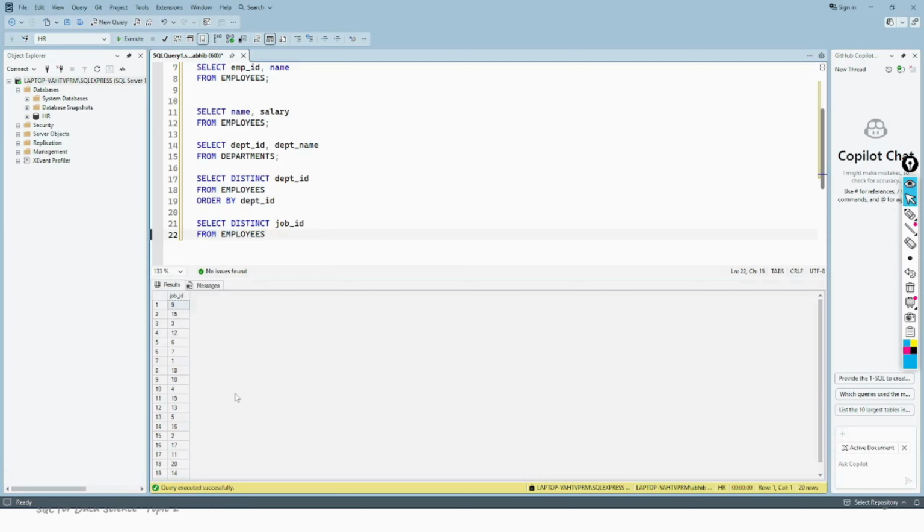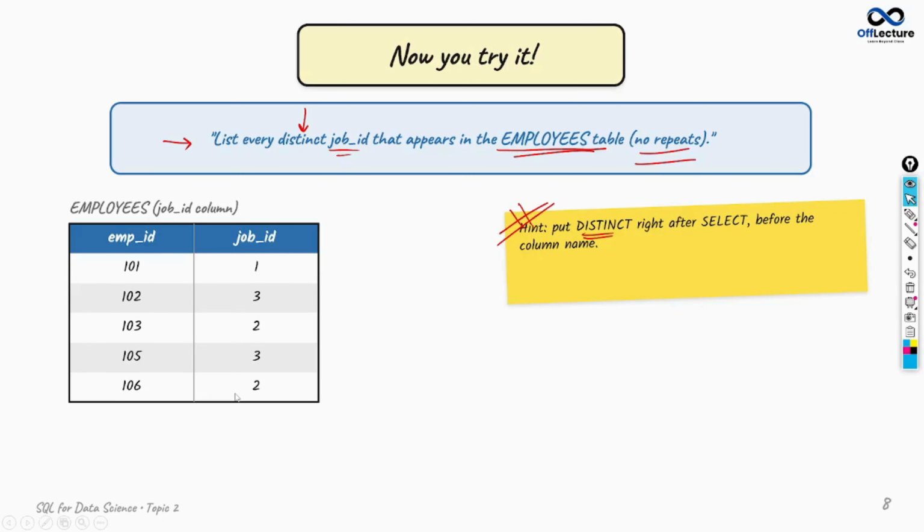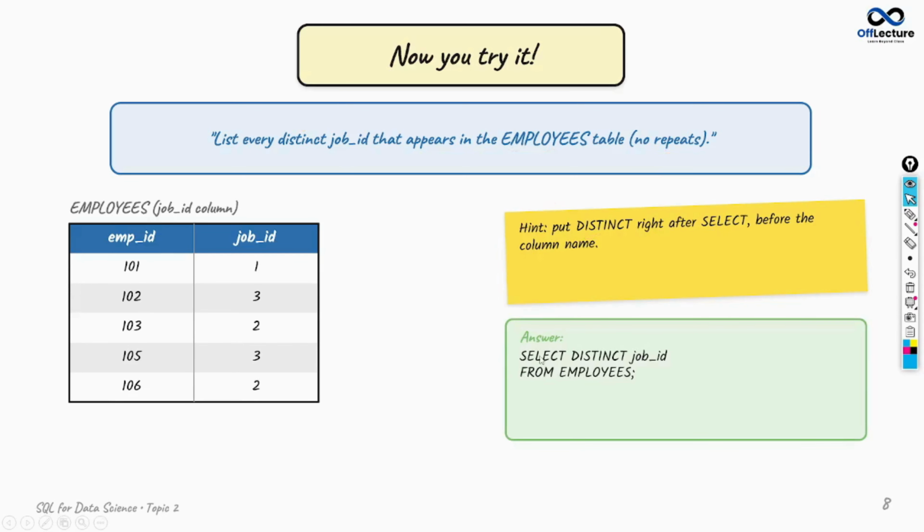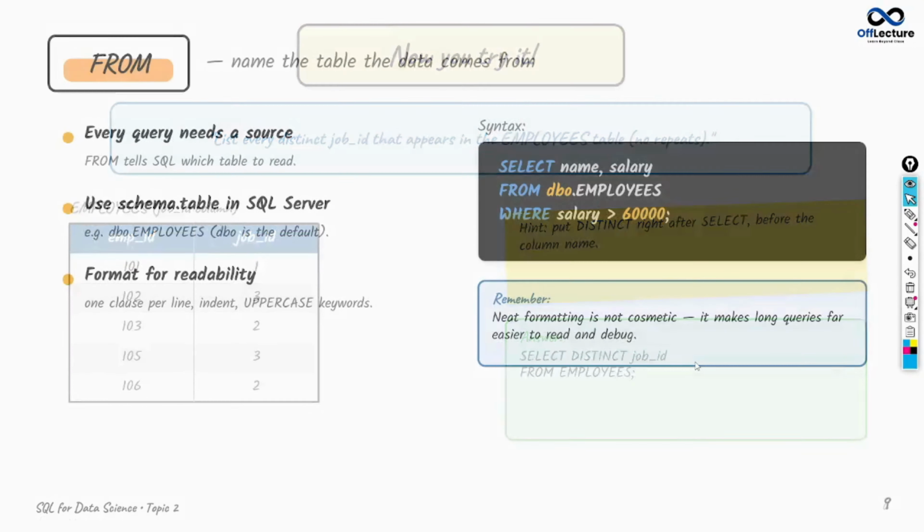We are keeping the examples pretty simple so that learners who are learning SQL from scratch will understand how simple and easy SQL is, and on the basis of this foundation, we will increase our knowledge and write complex queries further. So the answer is pretty simple: select distinct job ID from employees.